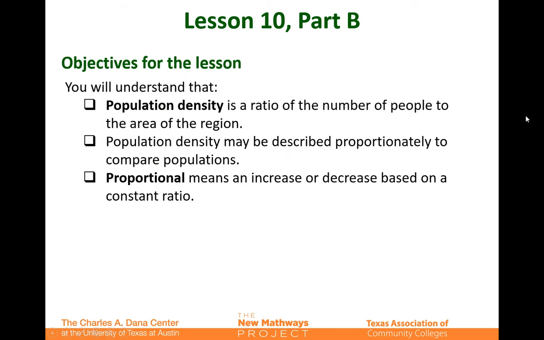Population density is a ratio of the number of people to the area. We already studied that. Population densities may be described proportionately to compare populations. And proportional means an increase or decrease based on a constant ratio.